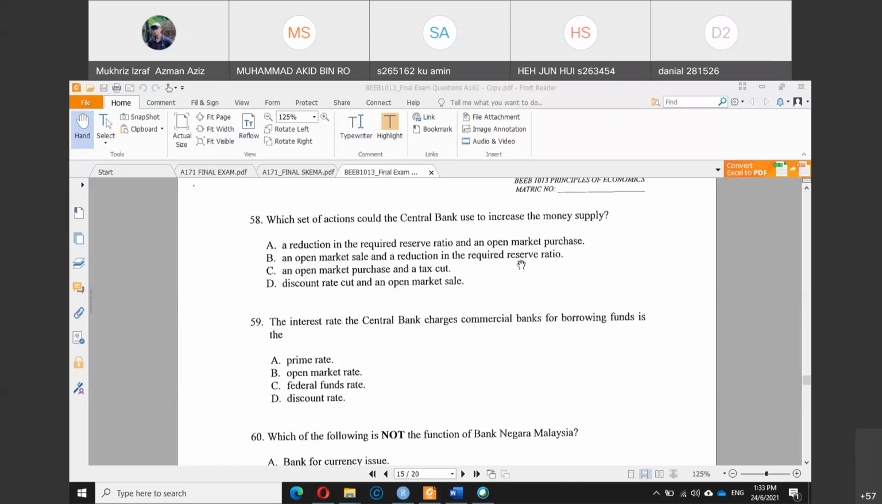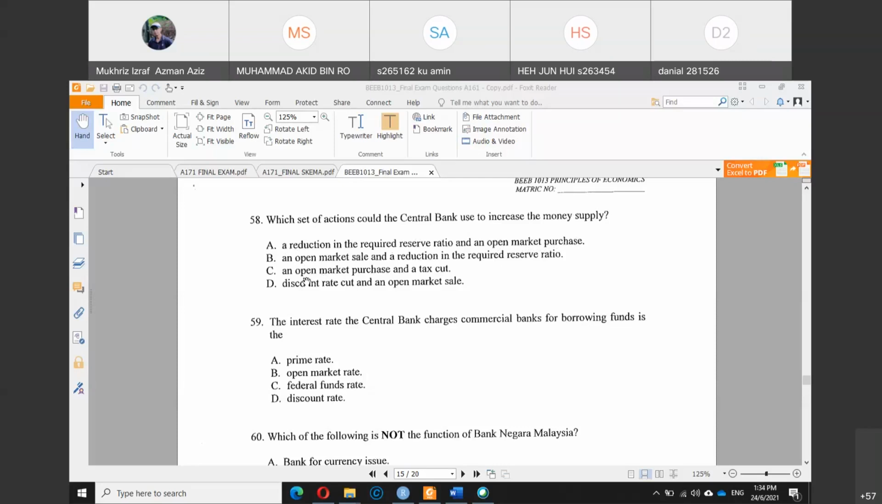But if the government buys back the bonds from the public, money supply will increase, because the public will have more money to spend. We as the public, those who bought the bonds, will have extra cash. So increasing open market purchase means the government purchases back the bonds from the public. This will in fact also lead to an increase in money supply. So actually the correct answer is A.